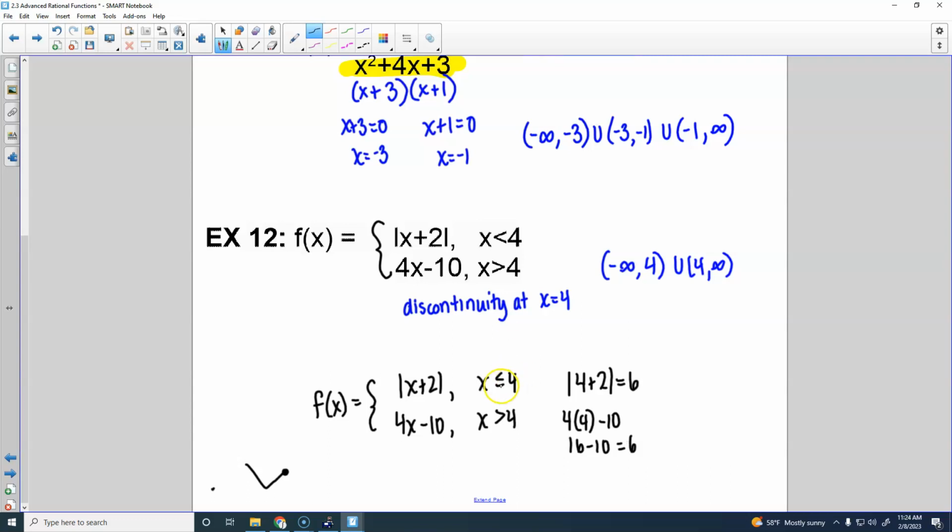So if you had an "or equal to" sign right here, then you would be continuous everywhere from negative infinity to positive infinity. I just wanted to introduce that a little bit. We'll talk about piecewise a little bit more in depth later. Okay, questions on that?